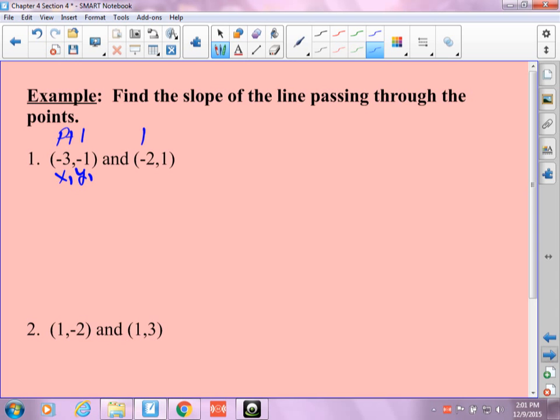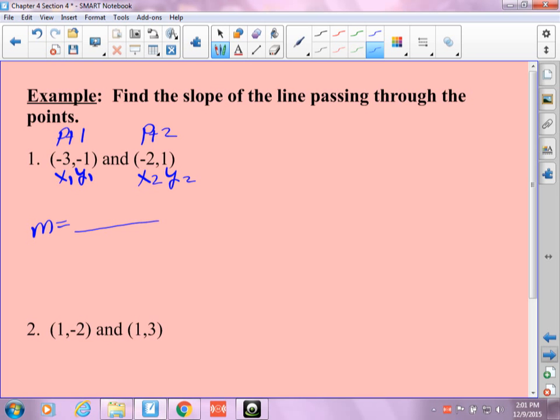The second point I'm going to label as point 2, and I'm going to label it x2, y2. Now, it really doesn't matter which point you label as point 1 or point 2. But what does matter is if I label this first point, point 1, it has to be x1, y1. It cannot be x1, y2. Don't do that. Okay?